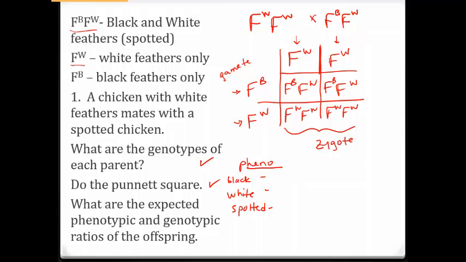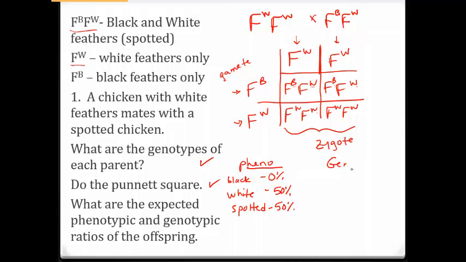Now for black feathers, they would have to have a capital B and another capital B. They'd have to have the B's. And none of our boxes show that. So for black, we're not going to have any black chickens. All right. For white, though, we have these two here on the bottom, W's and W's in all the boxes. So that's 50%. And the spotted, we have the black and white here on the top, so we have 50% there.